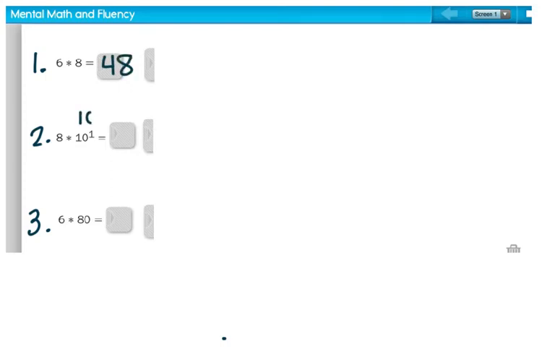10 to the first power, remember, just means 10. So 8 times 10 is 80. And 6 times 80 is 480.